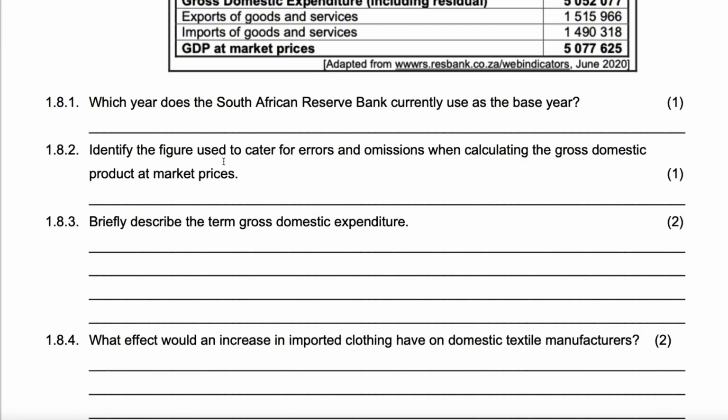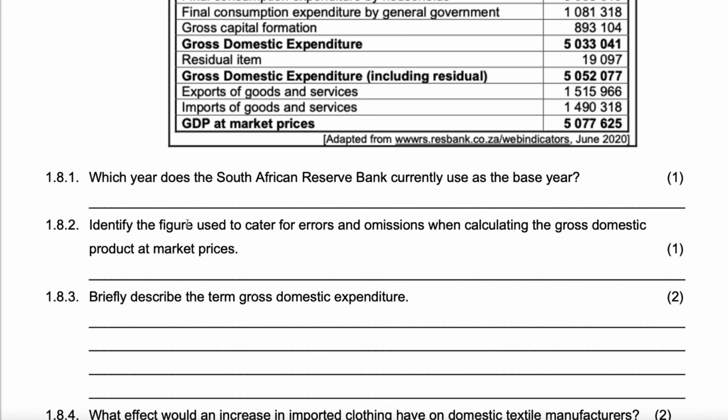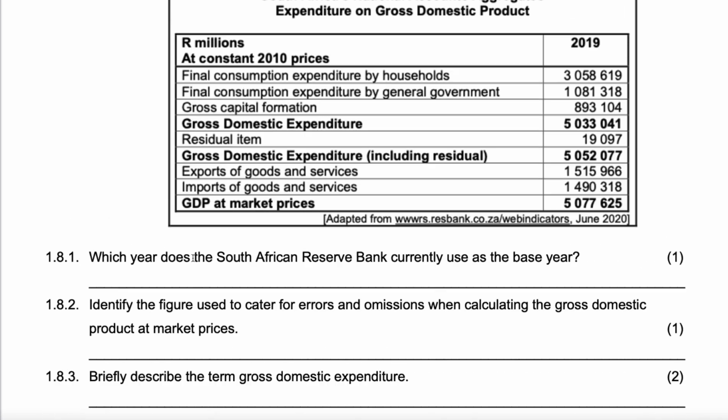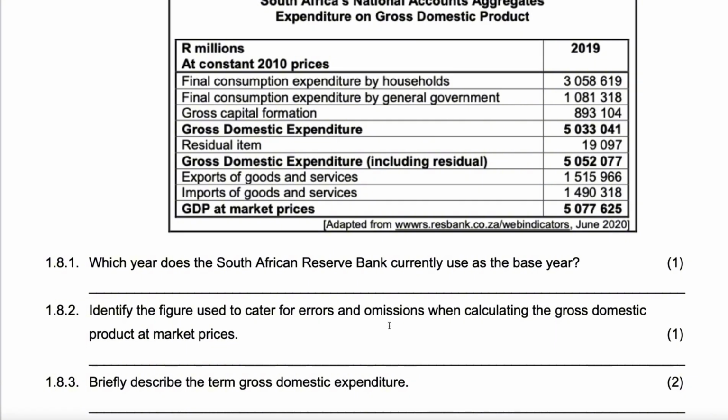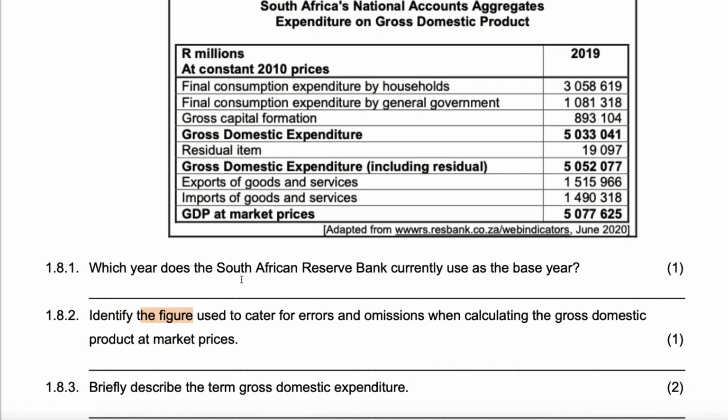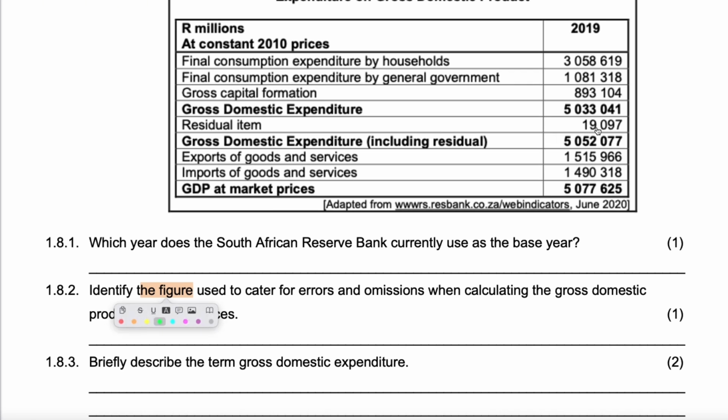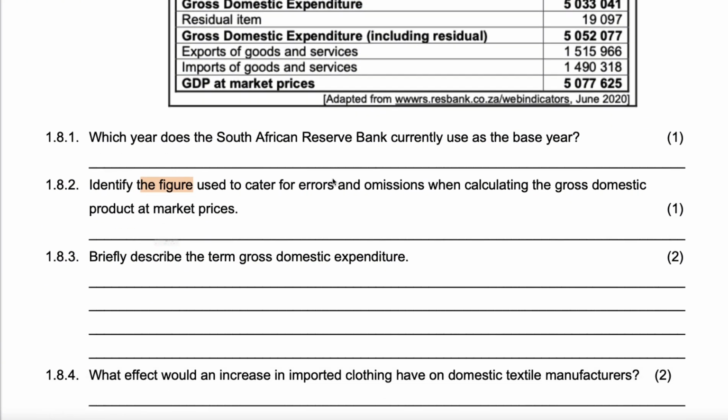Identify the figure used to cater for errors and omissions when calculating the gross domestic expenditure or product at market prices. The question says figure, not item. If it said item, we would say a residual item. Since it says figure, the answer is 19,097 M. I think it's more important to put the M in front of that because here we are told it's million rands. So in front of the 19, write R 19,097 M. You'll be doing yourself a favor there.